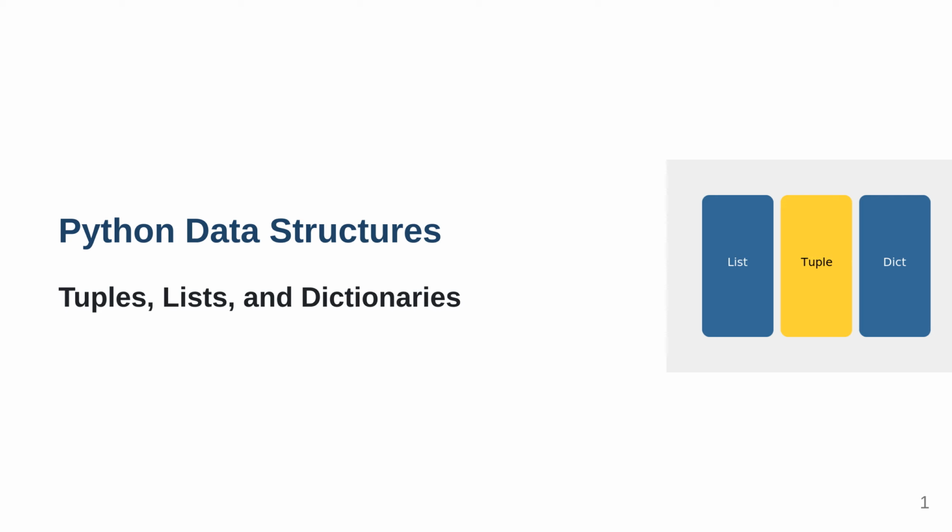Building on our understanding of control flow and functions, we're now diving into Python's core data structures. These are the building blocks for organizing and managing data in your programs. Each structure has its own strengths and use cases, and understanding when to use each one is crucial for writing efficient Python code.